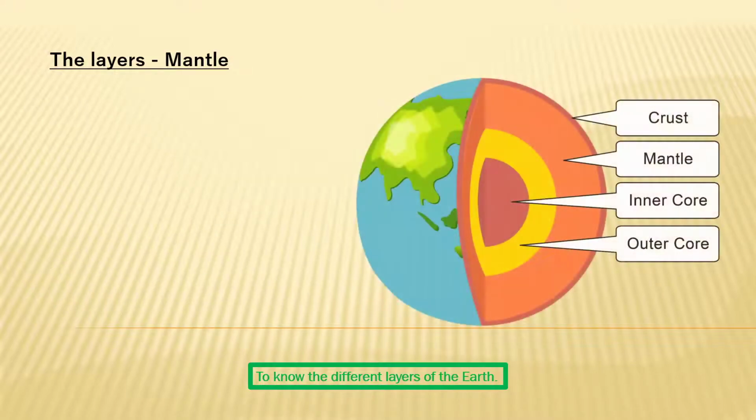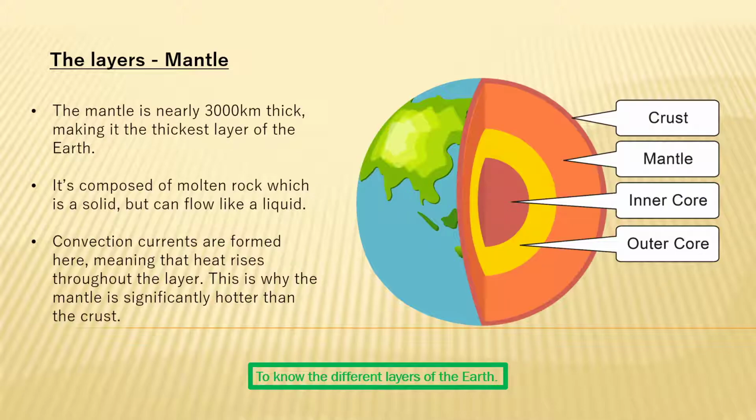Secondly, we have the mantle. The mantle is the thickest layer, nearly 3,000 kilometers thick. It's composed of molten rock, which is a solid, but can also flow like a liquid. This molten rock is known as magma. Convection currents are formed here, meaning that heat rises throughout the layer. Now this heat is coming from the outer core. This is why the mantle is significantly hotter than the crust.